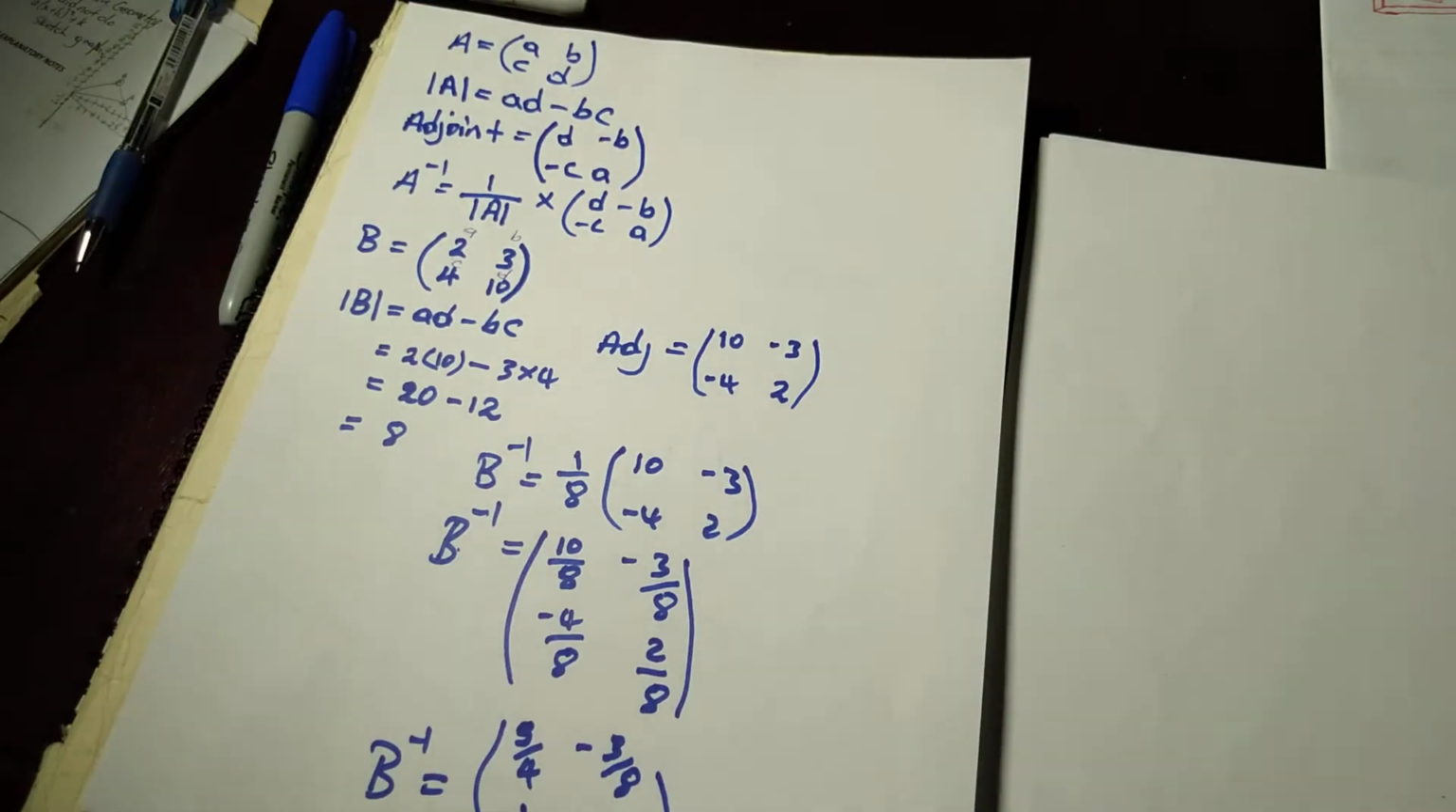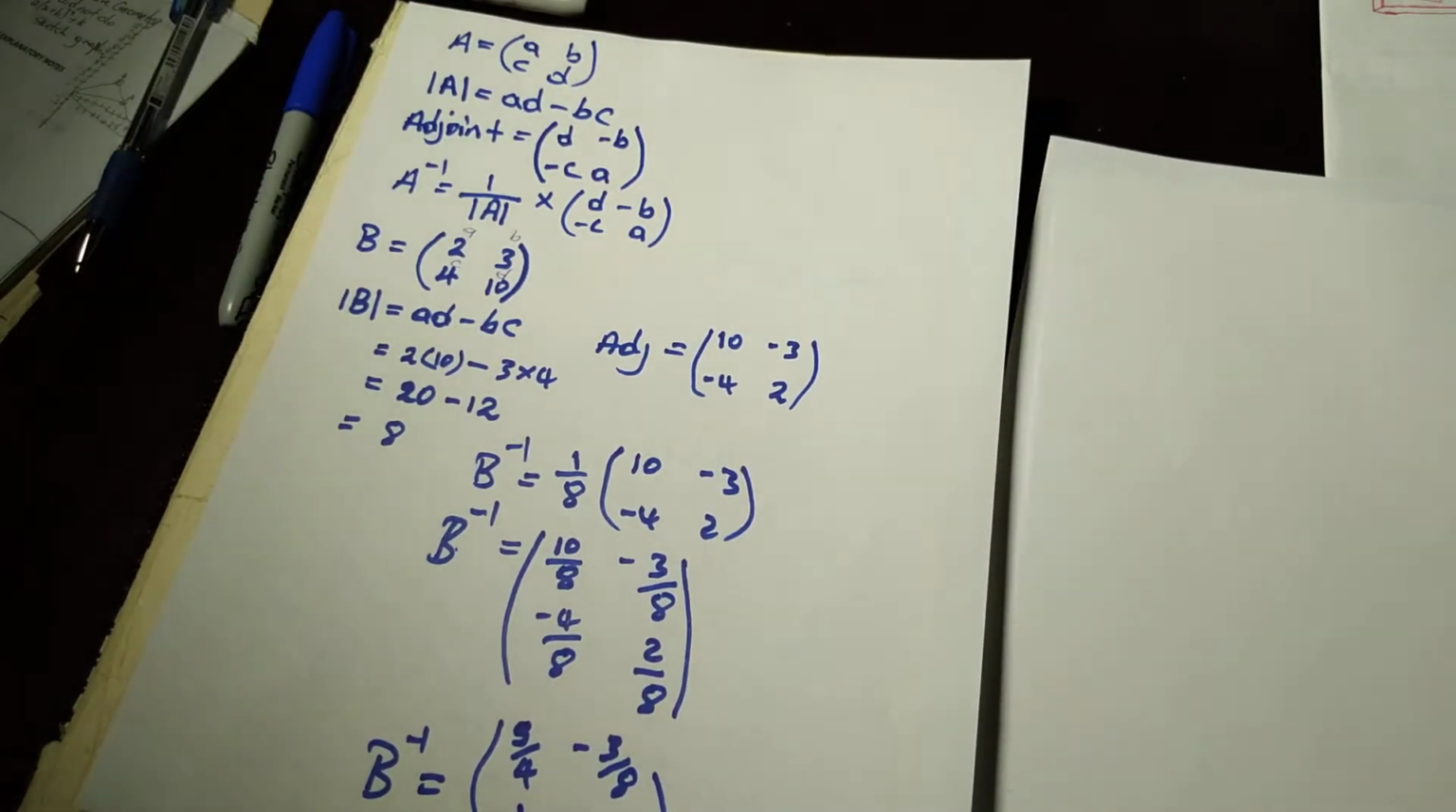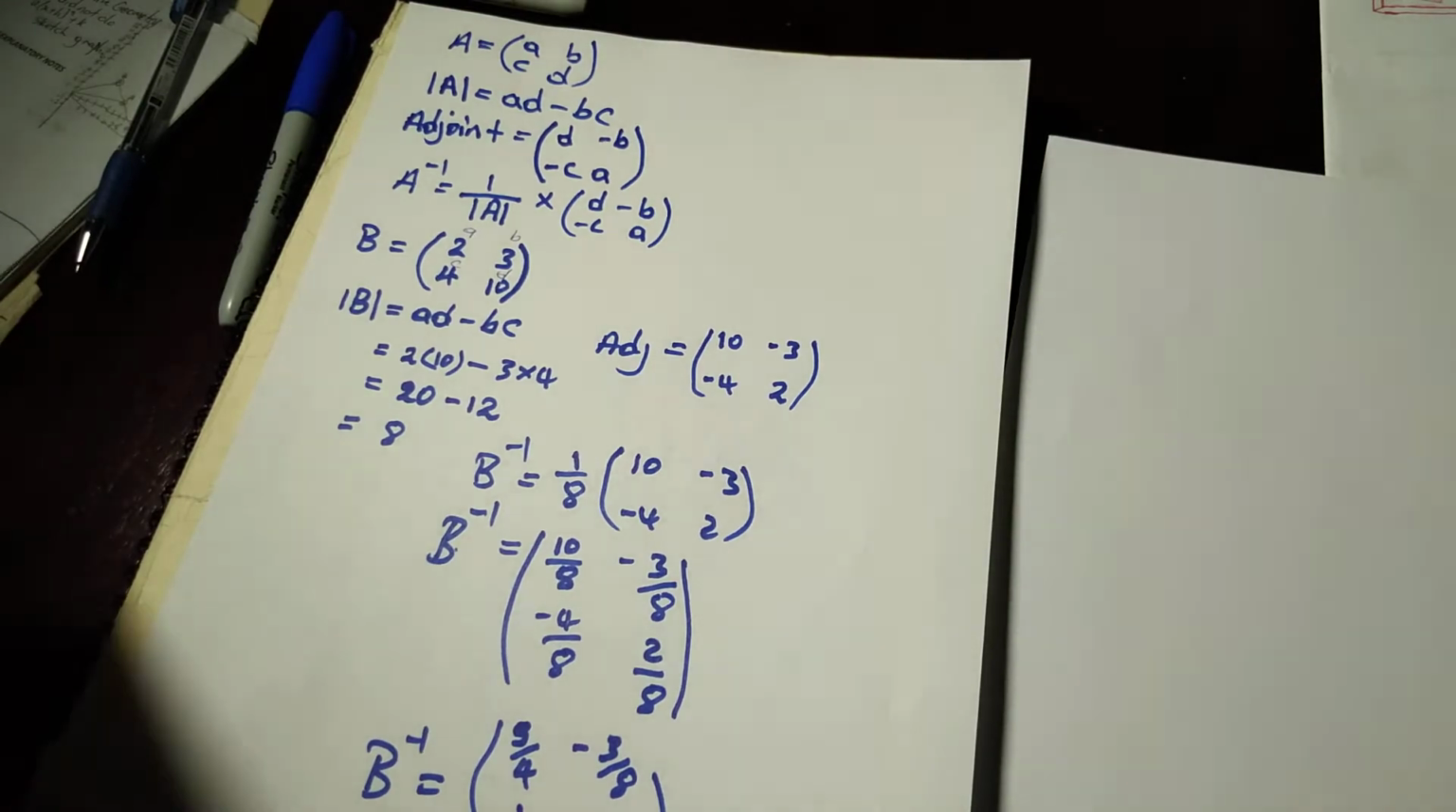All right, so sorry about the lighting in the previous section of the video, so I'm just going to go back over how we find the determinant, adjoint, and inverse of a matrix.